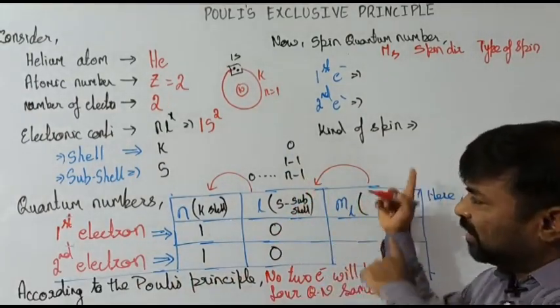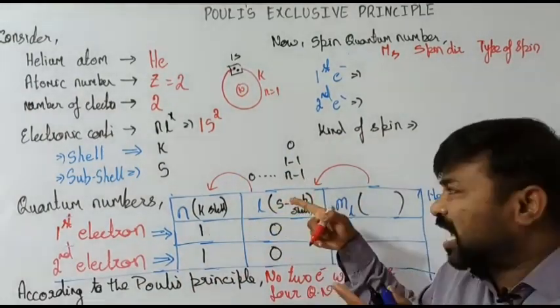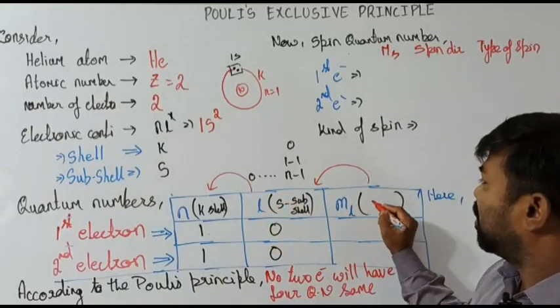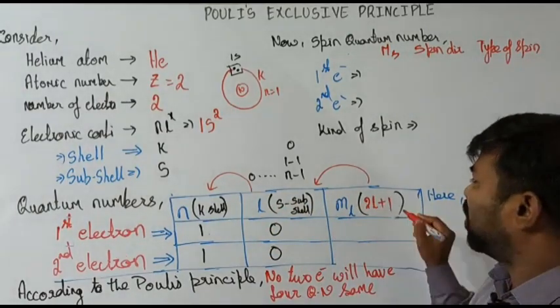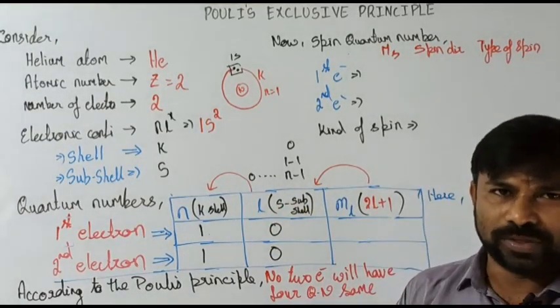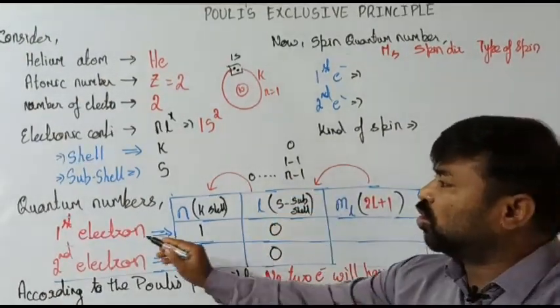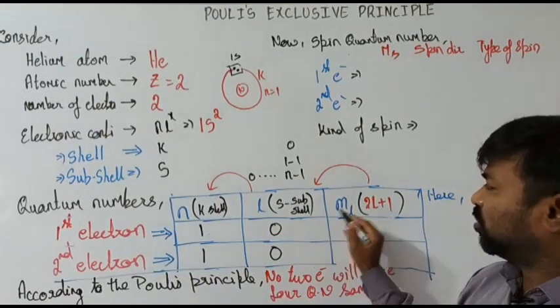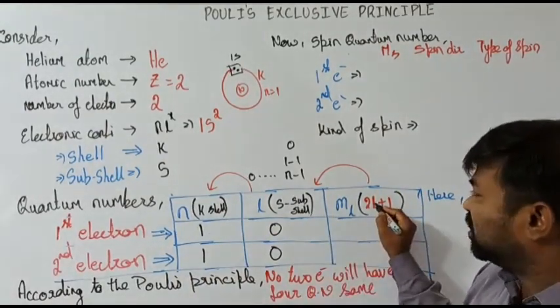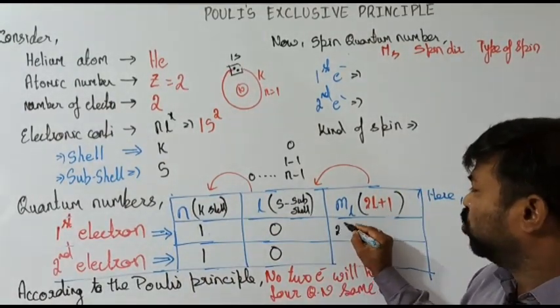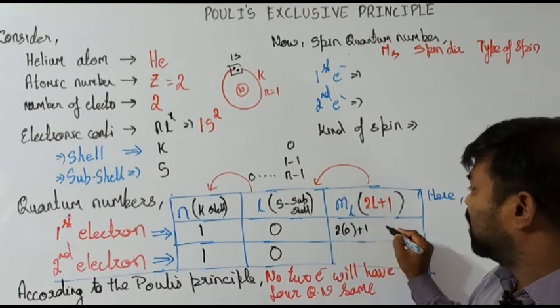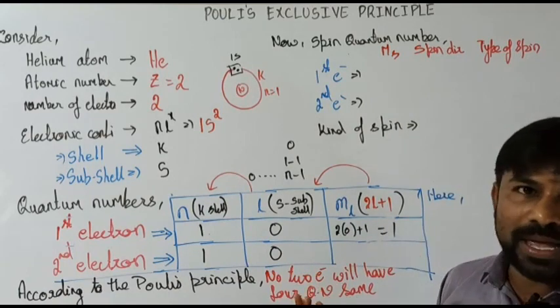Again, the magnetic quantum number is dependent upon the azimuthal quantum number. You know, right? The number of ML values is 2L plus 1. Again, this is dependent upon the azimuthal quantum number. So, for the first electron, what is the azimuthal quantum number? 0. Let us plug in 0 for that. That is 2 into 0 plus 1. It's nothing but 1.